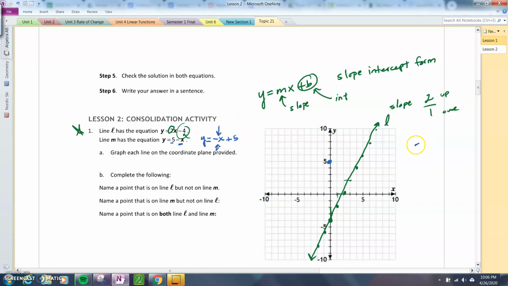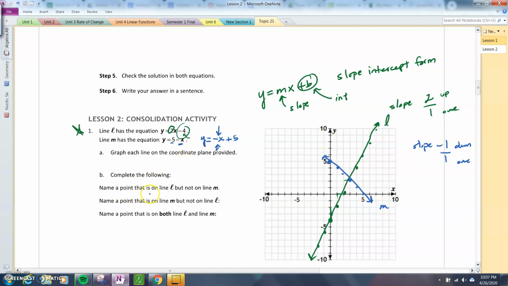Anytime you see just a negative sign, that's actually negative 1. So we're going to look at that as a rise over run of negative 1 over 1. That means we're going to go down 1 over 1, down 1 over 1. So anytime it's negative, it goes down. Now we're going over, so we're going to see it goes kind of through here. Okay, and that's our line M.